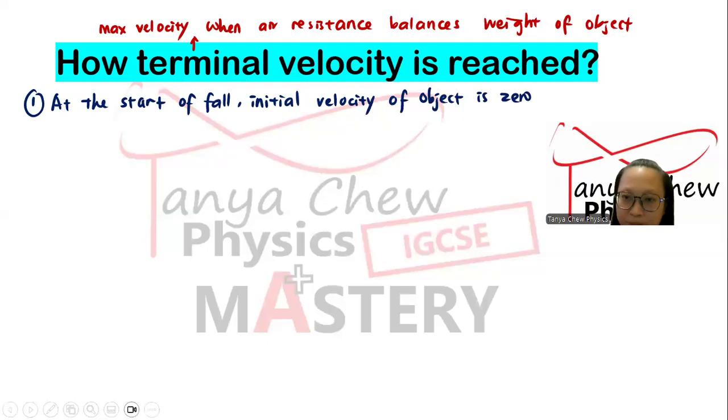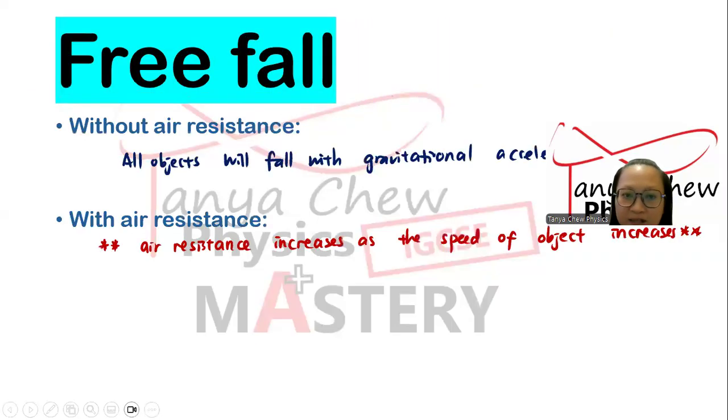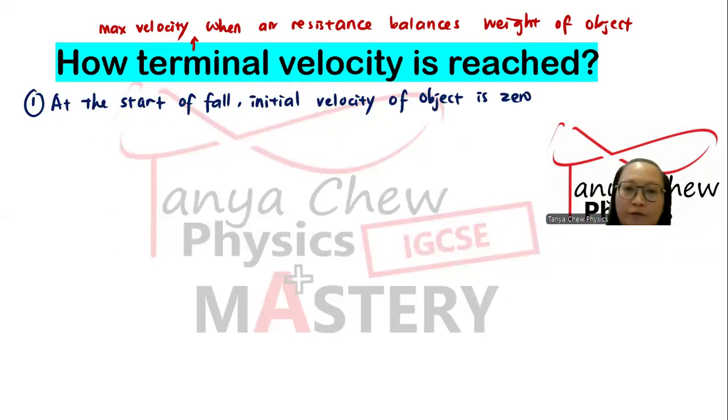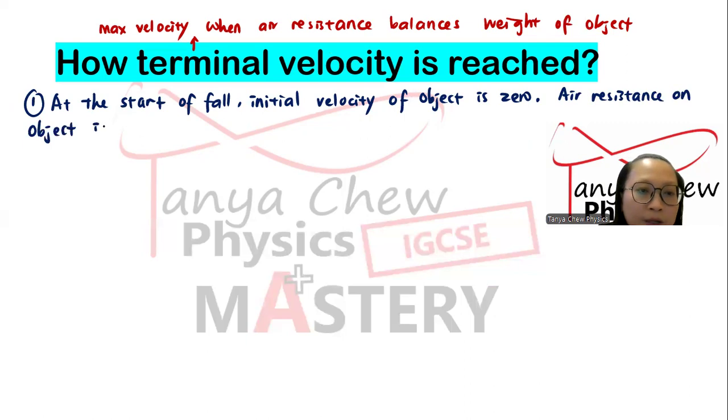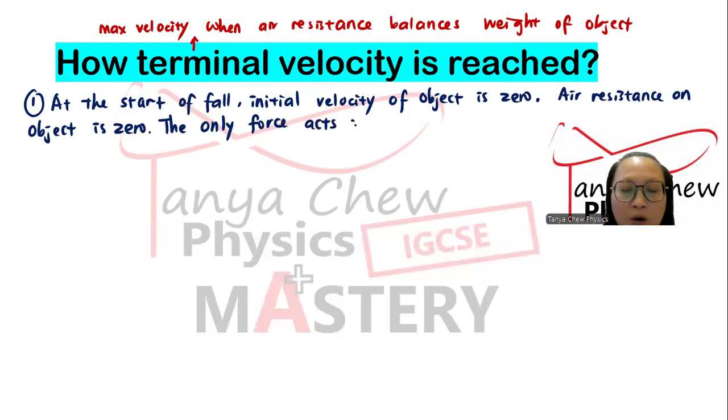Remember what I wrote just now? Let us go back to my previous slide. I wrote that air resistance increases as the speed of the object increases. But at the start of the fall, since there is no velocity, there's no speed, air resistance is also equal to zero. Air resistance on object is zero. So if you want to write about forces, the only force acting on the object is its weight.